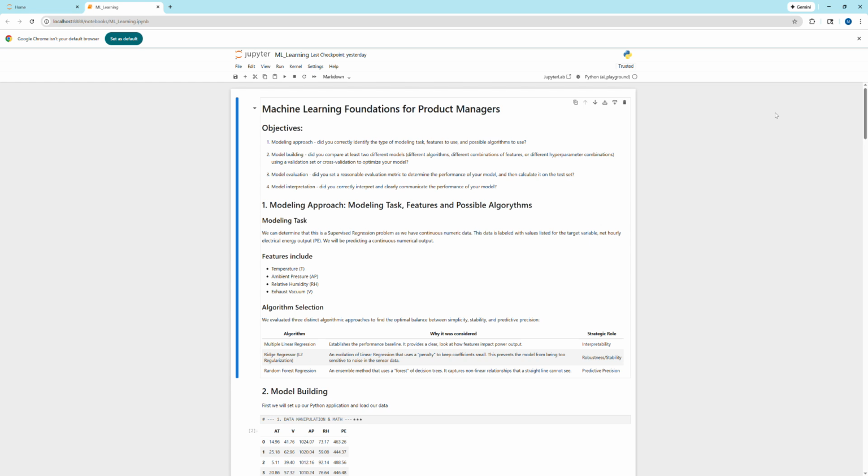We looked at three algorithms: multiple linear regression to create that baseline, see how the features interact; ridge regression, an evolution of linear regression that uses a penalty to keep coefficients small, prevents the model from being too sensitive to noise. And then we looked at random forest regression, which is an ensemble method that uses a forest of decision trees. In this case, we used 200 decision trees. It captures nonlinear relationships that a straight line just can't see.